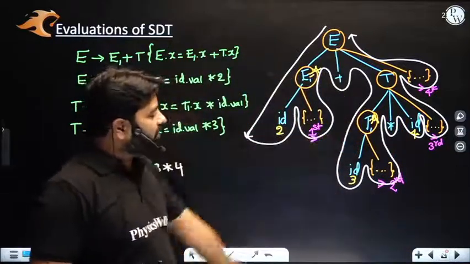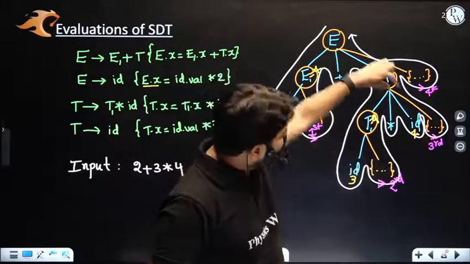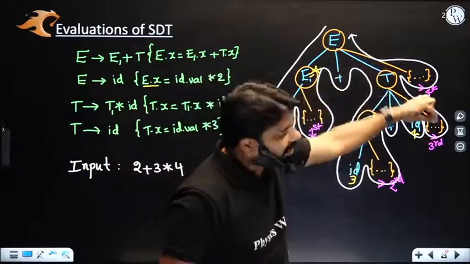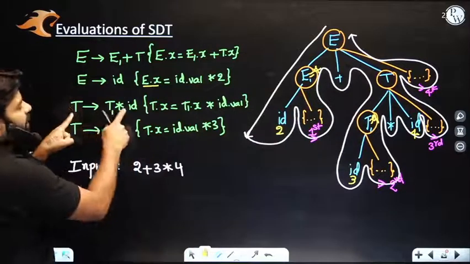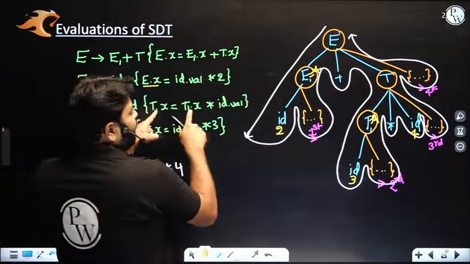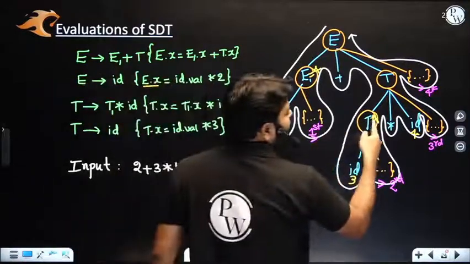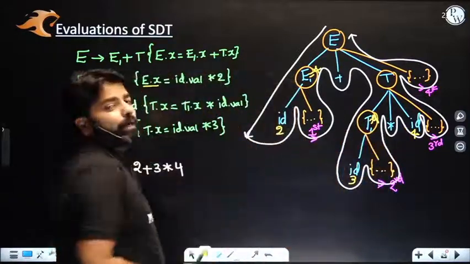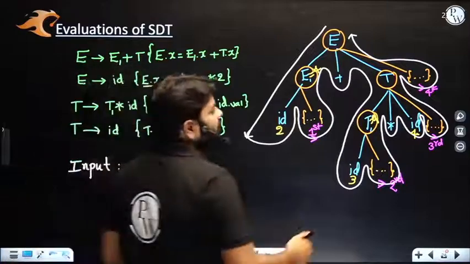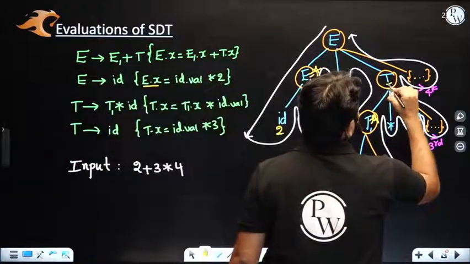Next, the third translation. The third is T derives T star ID. That is T1 dot X multiplied with ID dot value, which you assign to T. That is 9 multiplied by 4. 9 multiplied by 4 is 36, which will be assigned to this T.